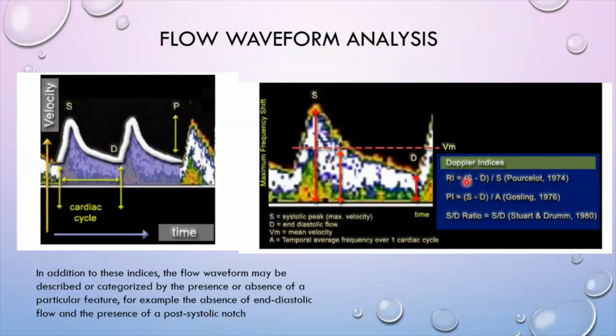The most common Doppler indices which are measured are RI, that is resistive index, PI, that is pulsatility index, and S by D ratio, that is systolic by diastolic. Both RI and PI are the indirect measures of the resistance to the flow in the placental vasculature. In addition to these indices, the flow waveform may be described or categorized by the presence or absence of a particular feature. For example, the absence of an end diastolic flow, as you can see in this photograph, and the presence of a post-systolic notch.